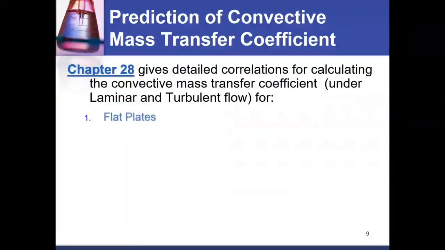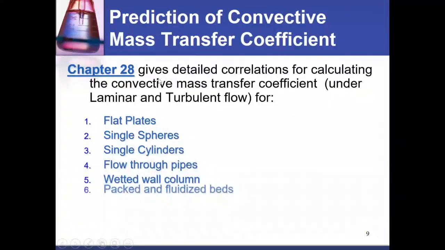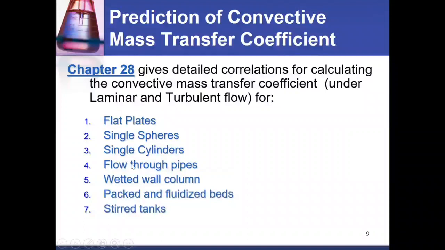In chapter 28, we'll discuss how to find the convective mass transfer coefficient for some geometries under laminar and turbulent flow. The geometries we will discuss are flat plates, single spheres, single cylinders, flow through pipes, wetted wall columns, packed and fluidized beds, and stirred tanks. The correlations to estimate the convective mass transfer coefficient for these geometries will be discussed in chapter 28.